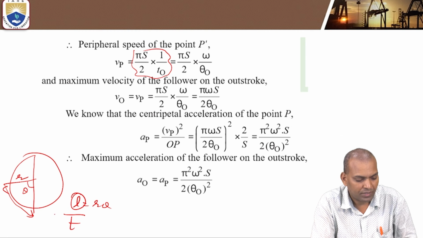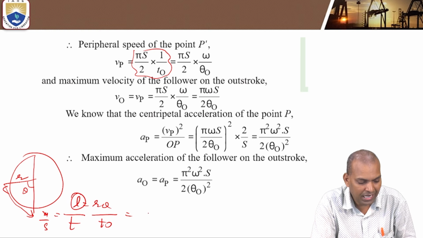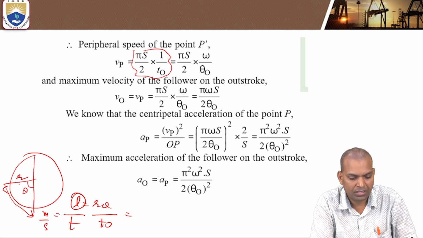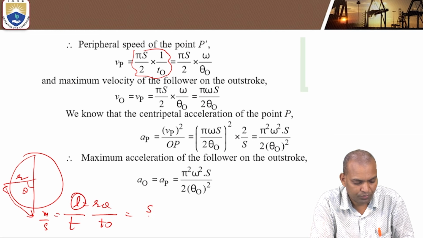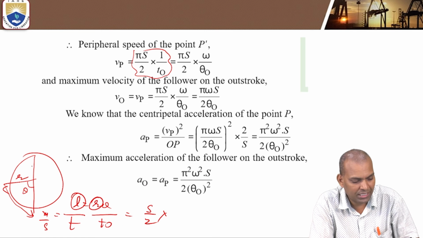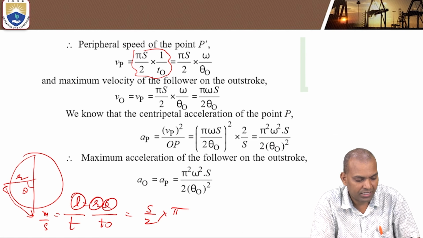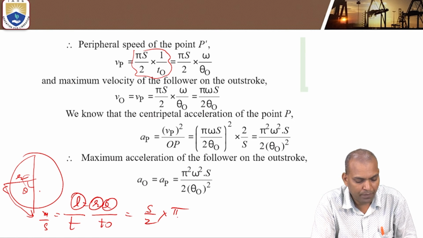Length by time, that is the velocity, meters per second. R theta by time t naught. What is that r here? The r is the radius of the follower, that is s by 2. R equal to what? Radius of the follower. Total is s, so r equal to s by 2. What is the theta? The theta is 180 degrees, that is pi radians. So pi by 2 s by t naught.